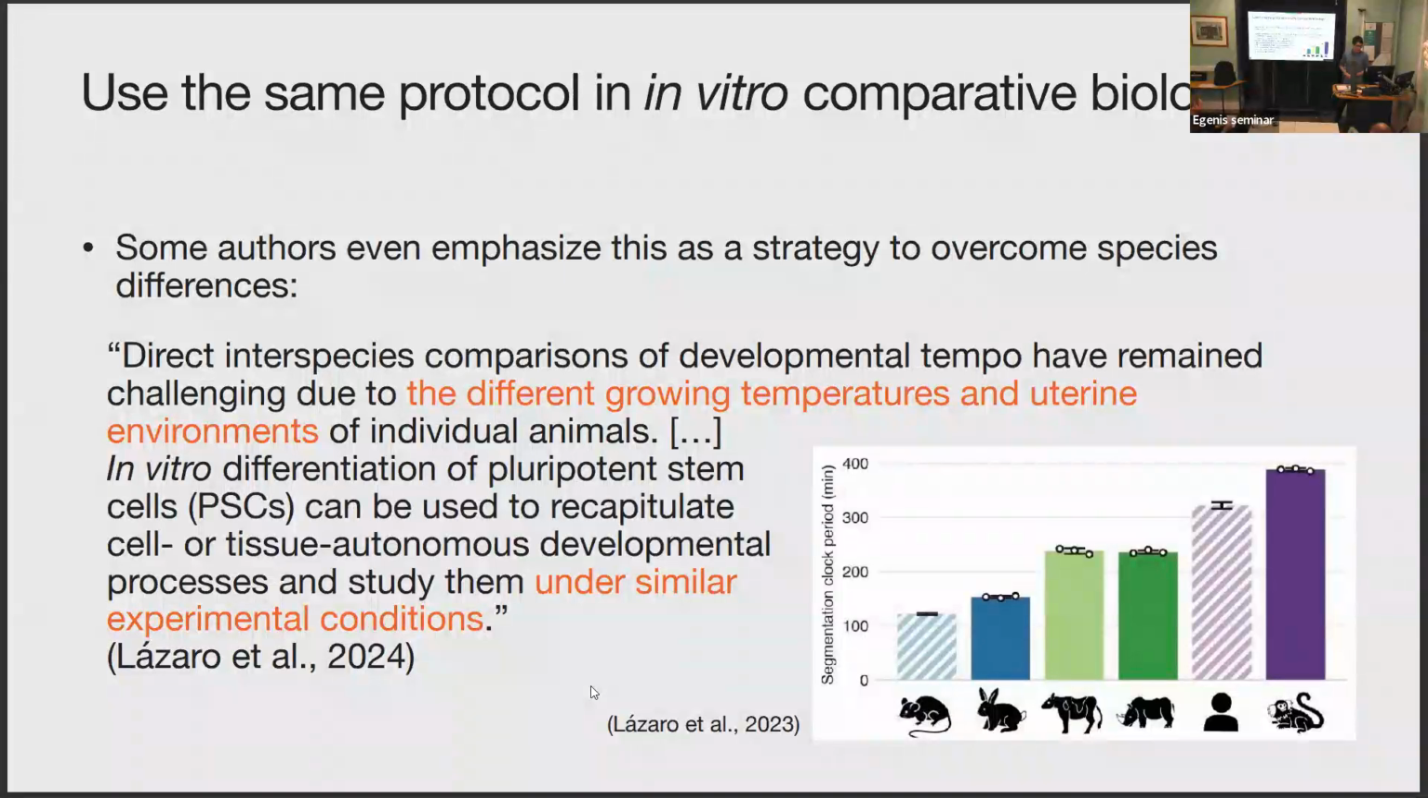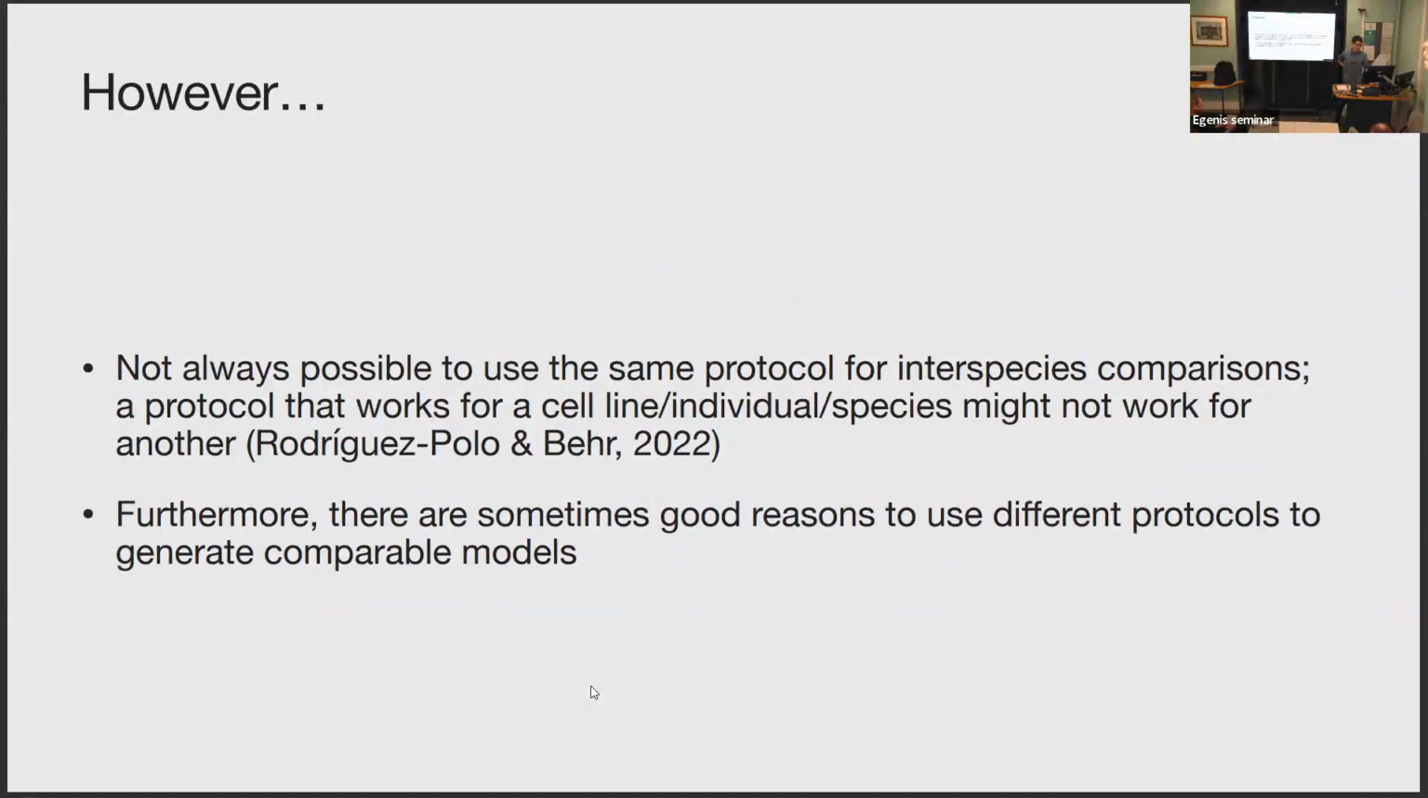So I have emphasized the importance of control in in vitro comparative biology. But it is not always possible to use the same protocol for interspecies comparisons. This is because a protocol that works for a cell line, individual, or species might not work for another. It is known that there is significant variability in whether a specific protocol works across species. So one iPS cell generation protocol that works for human cells might not work for gibbon cells, say. So practically it sometimes doesn't work.